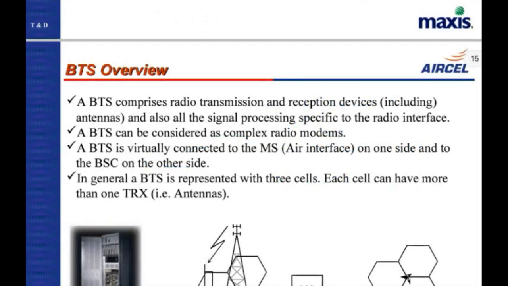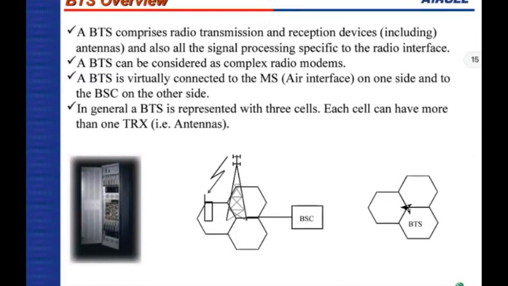The BTS comprises radio transmission and reception devices, including the antennas and the signal processing for it to communicate with the BSC. It can be considered as a complex radio modem. A BTS is connected to the mobile station via the radio interface on one side, as you can see on this figure, and on the other side it is connected to the BSC. In general, a BTS is represented with 3 cells. Each cell can have more than one TRX, or transmitter receiver antennas.